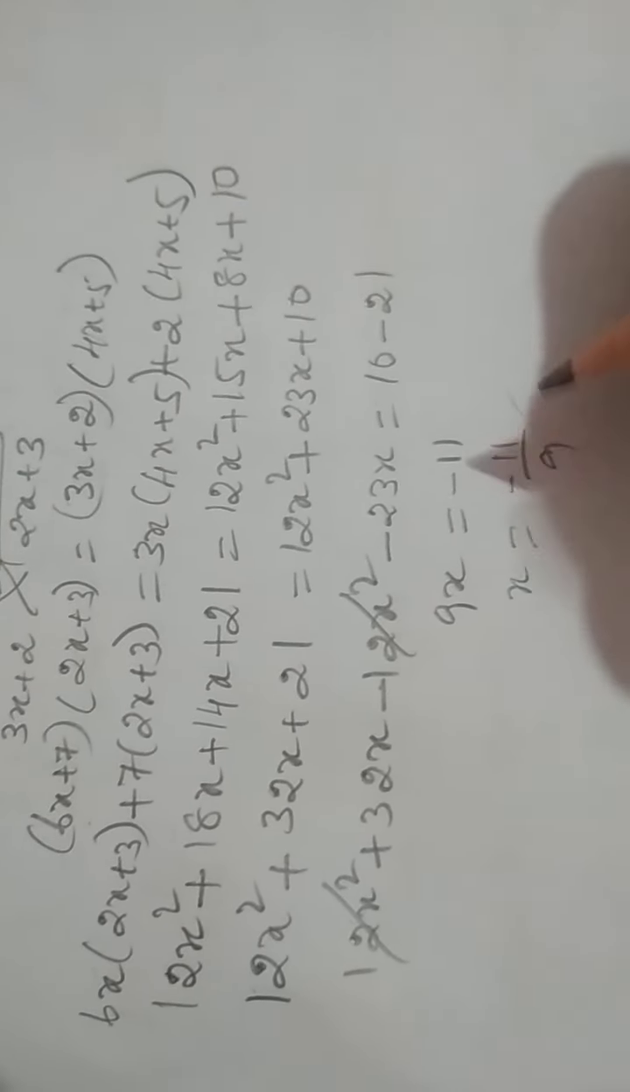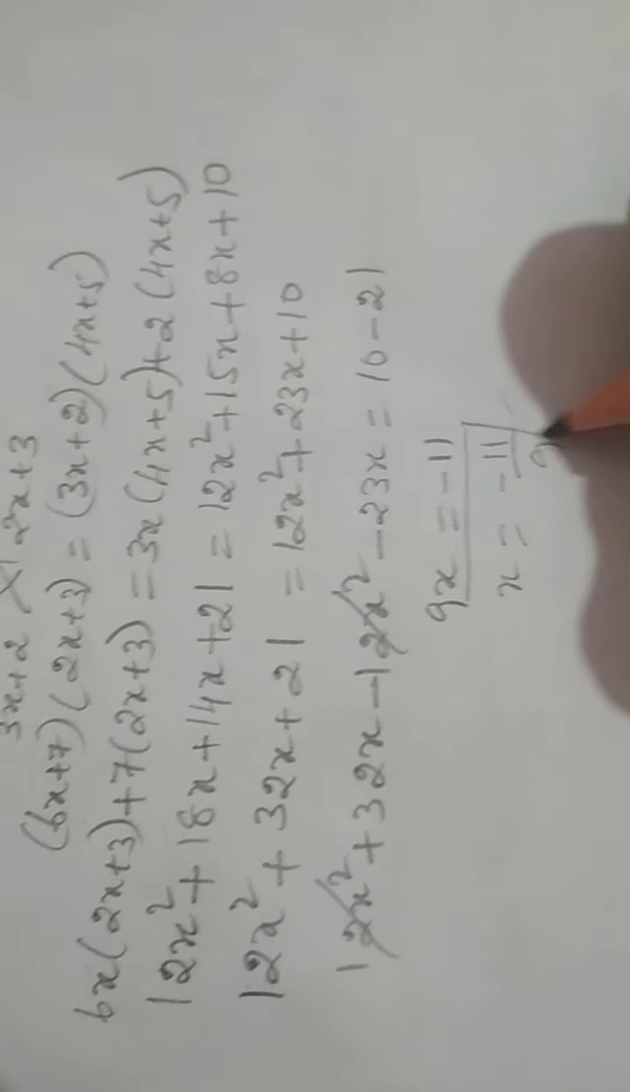So this is the simplest form of this one, minus 11 by 9. So minus 11 by 9 is the solution of the given equation.